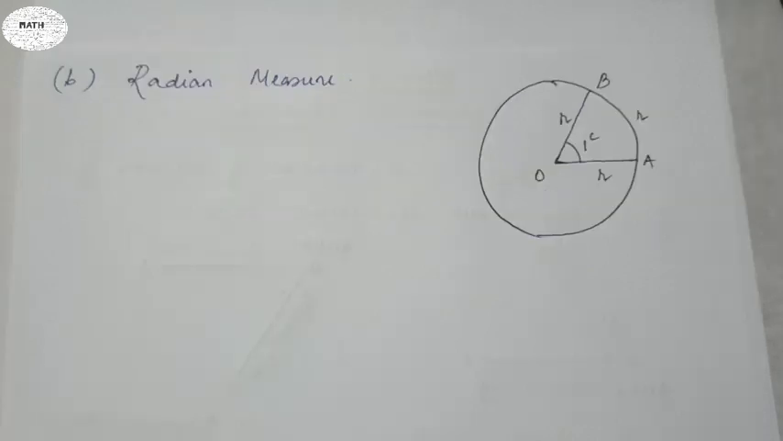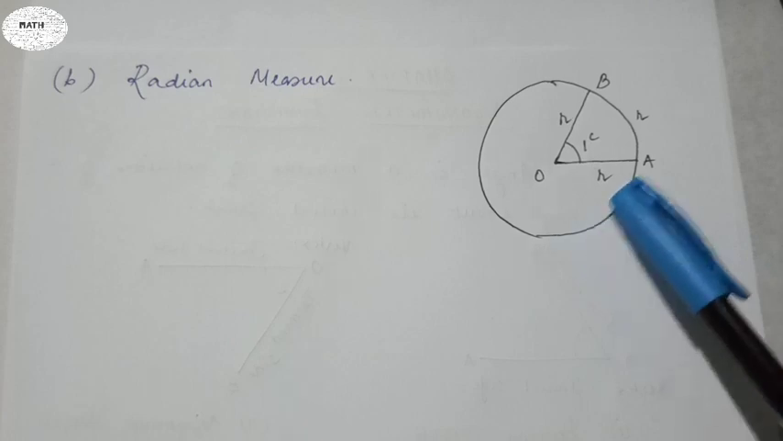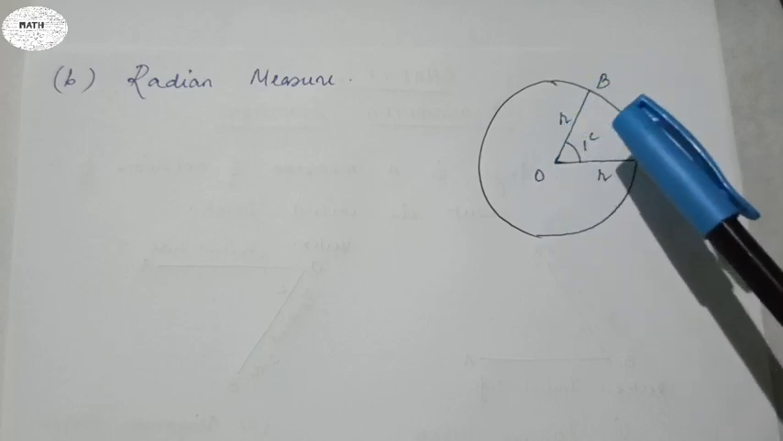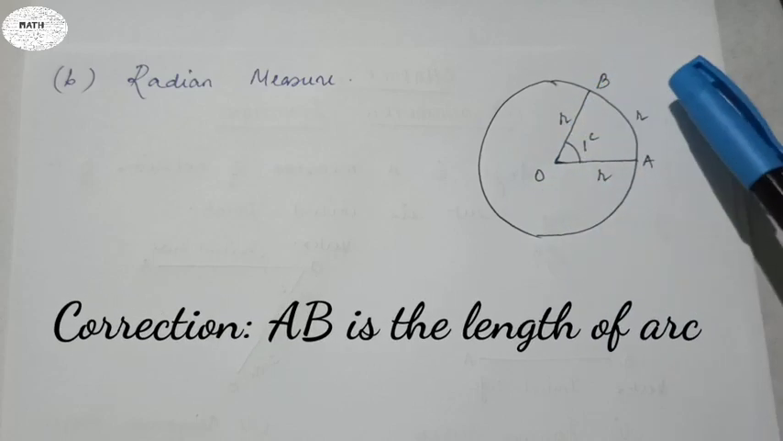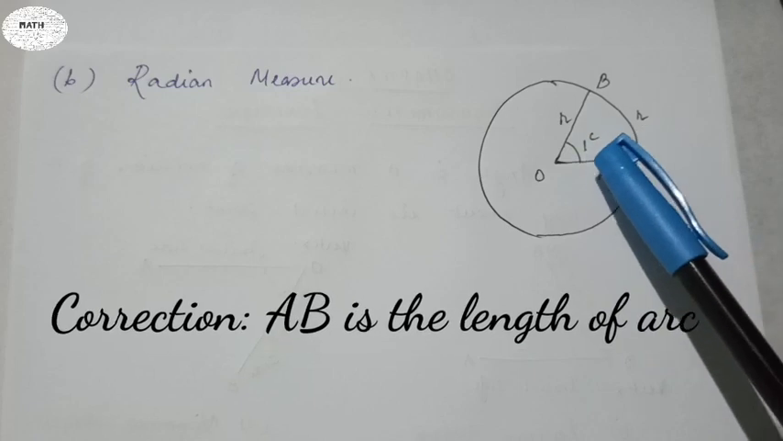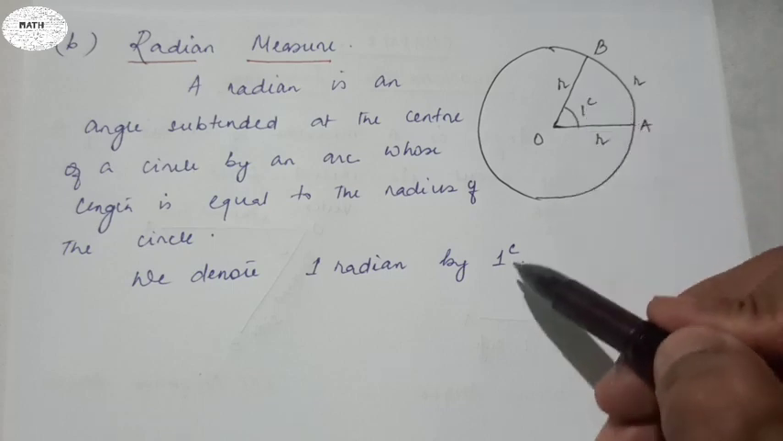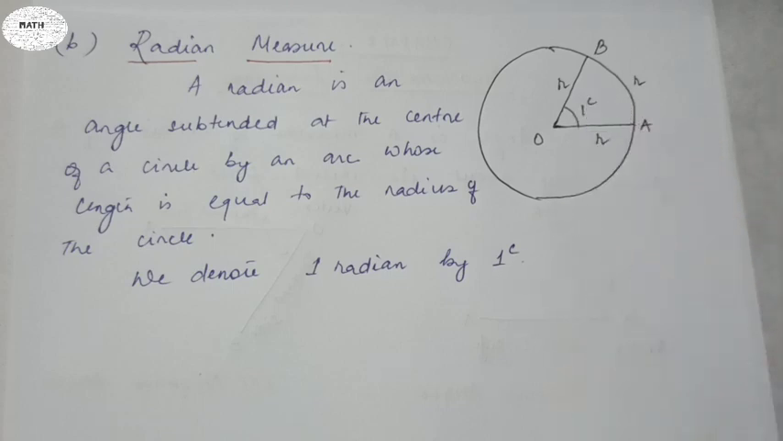Alright, the next one is the radian measure. For the radian measure, I have already drawn the diagram over here. If you can see the diagram, I've got a circle, and inside the circle I've got a triangle, where OB is a radius, OA is also a radius, and AB is also a radius. The definition of radian measure is: a radian is an angle subtended at the center of a circle by an arc whose length is equal to the radius of the circle. We denote 1 radian by 1 to the power C. So whenever it's given 1 to the power C, it's nothing more than a radian.